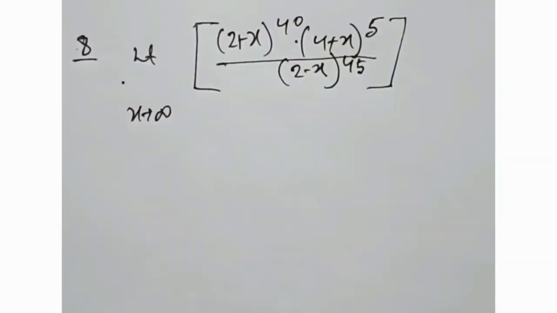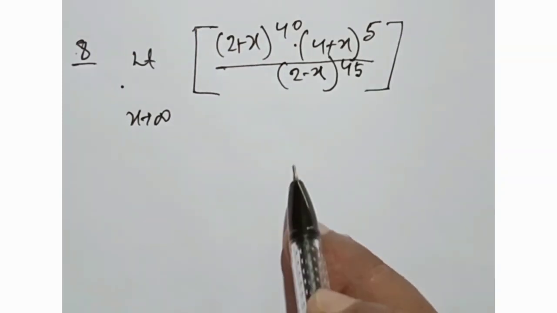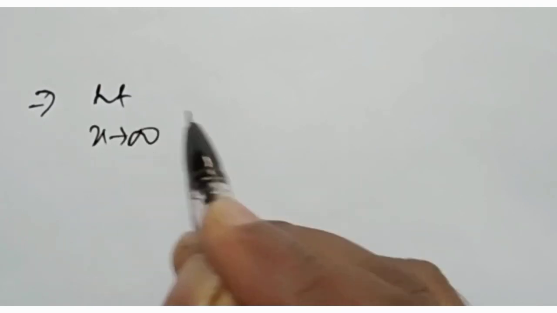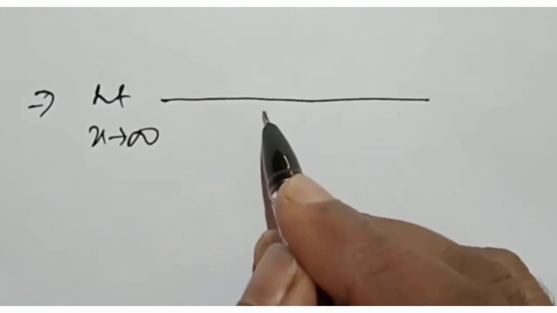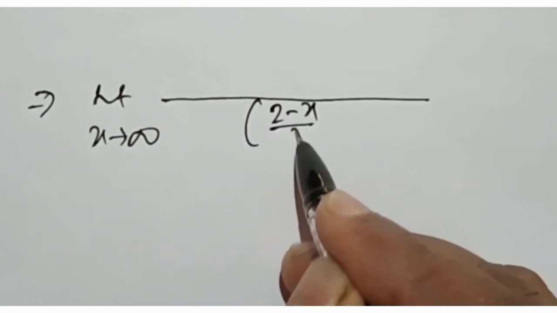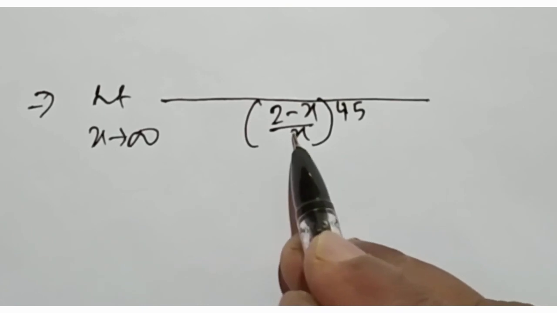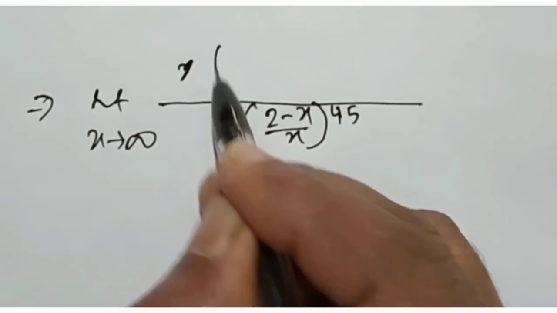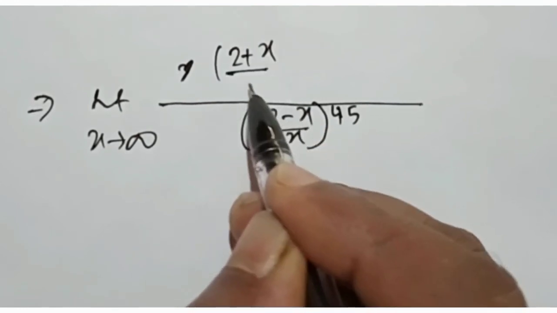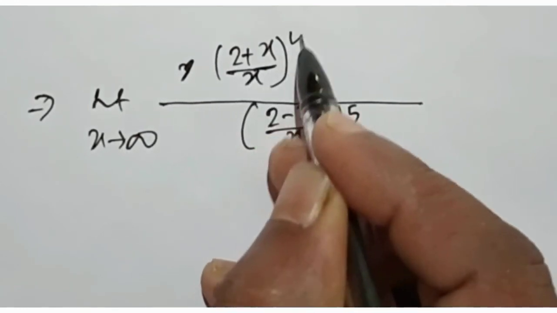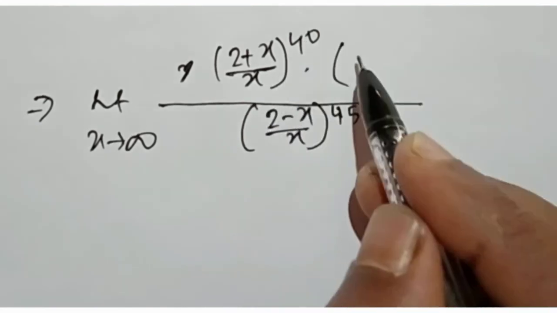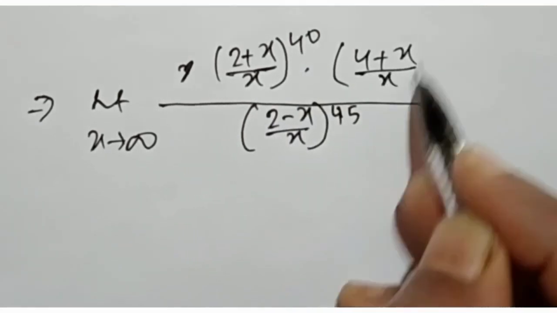So guys, our next limit is limit x tends to infinity bracket 2 plus x whole power 40 into 4 plus x whole power 5 by 2 minus x whole power 45. You can understand that. Our next line will be limit x tends to infinity and we will divide both numerator and denominator by x power 45. So the denominator will be 2 minus x by x whole power 45 and the numerator will be 2 plus x by x whole power 40 and x power 5 is remaining. So next term will be 4 plus x by x power 5.